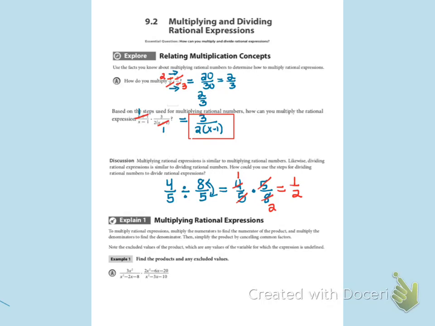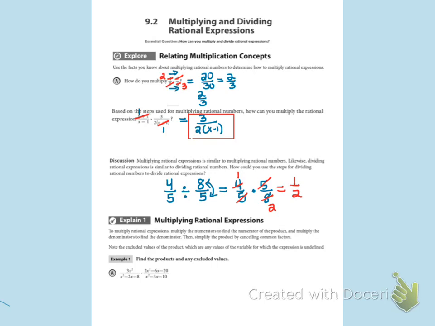So we're going to go ahead and look at our first full example. Example 1 asks us to find the product and any excluded values. So let's read the setup here. To multiply rational expressions, multiply the numerators to find the numerator of the product, and multiply the denominators to find the denominator. Then simplify the product by canceling common factors. I'm going to reverse that. I want to do any canceling, reducing first. I think you'll see why. So I'm going to do that first and then multiply.